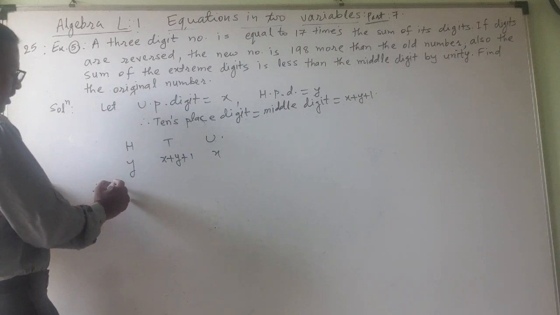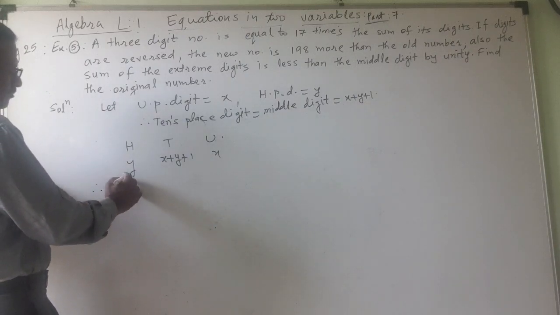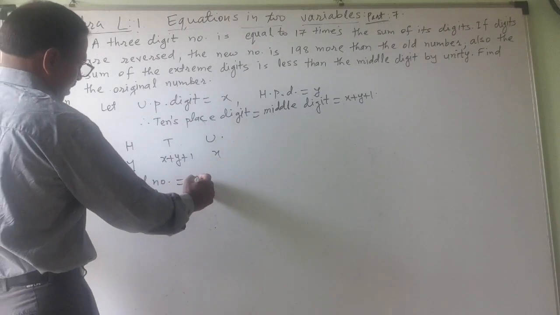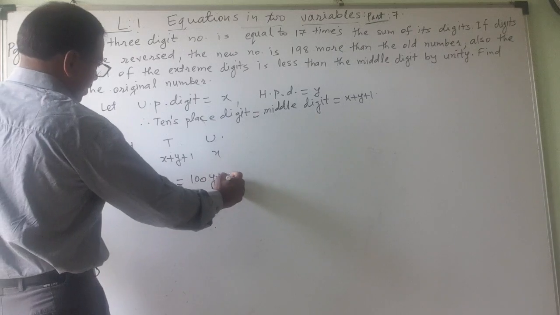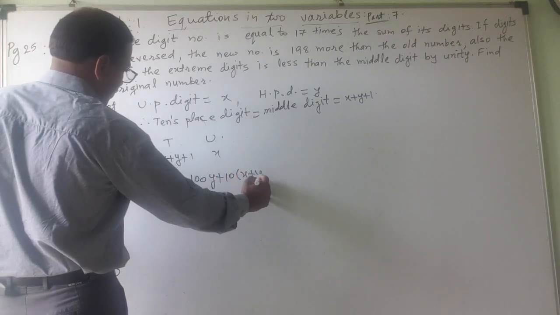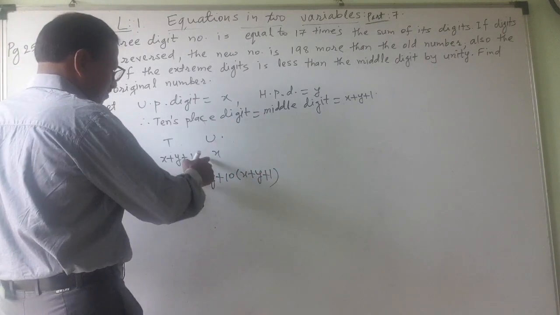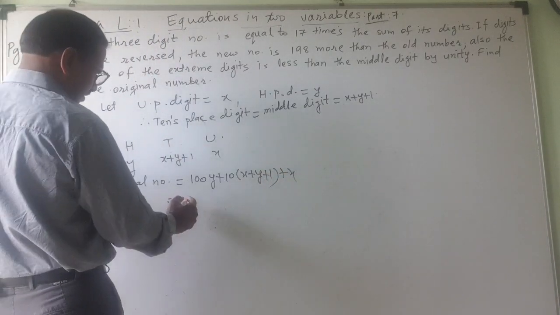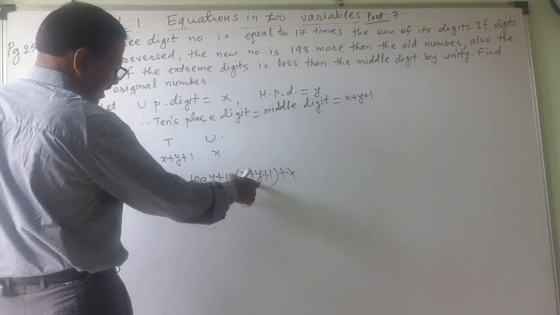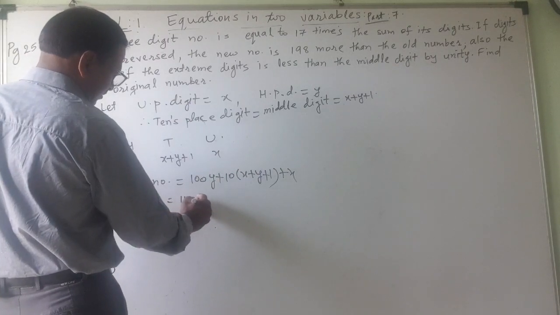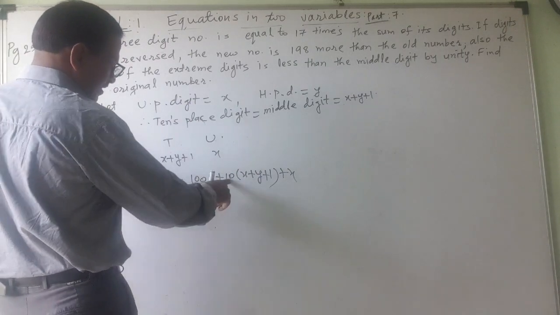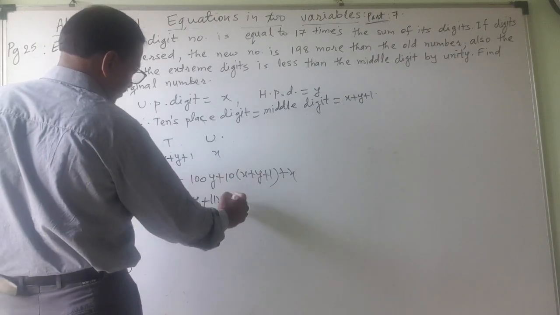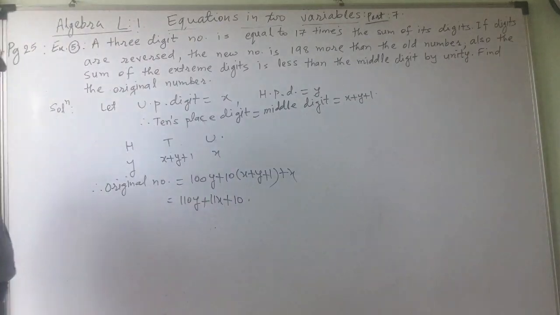Therefore the original number is equal to 100y plus 10 into (x plus y plus 1) plus x, that is equal to 100y plus 10y, 110y, plus 10x plus 1x, 11x, plus 10. This is our original number.